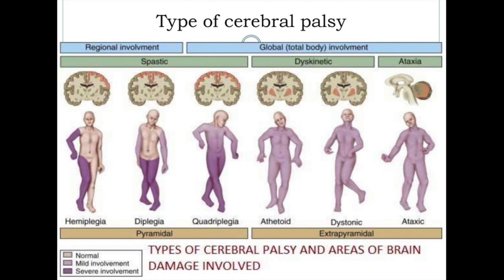Cerebral palsy also has a wide variety of presentations, ranging from mild motor disturbance to severe total body involvement. Classifying the types of cerebral palsy can be based on the muscles affected or the location of the brain injury.